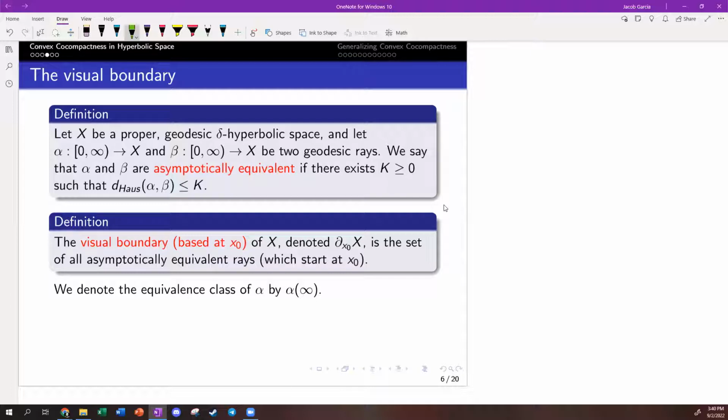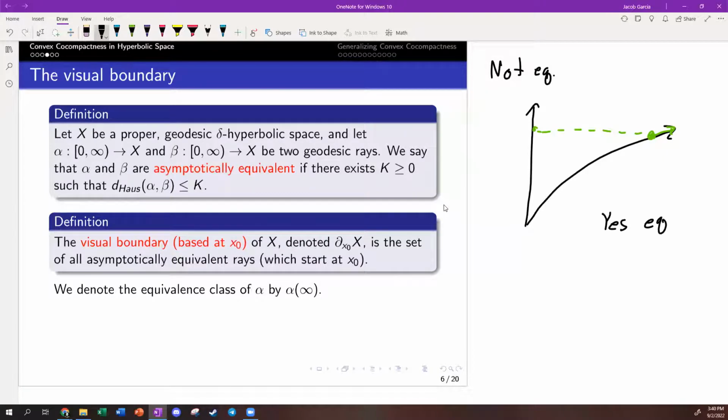So first, we define what it means for two rays to be asymptotically equivalent. It just means that their Hausdorff distances are bounded. So two rays which are not equivalent are rays which point in different directions, because as I follow one of these rays out, the distance from this point over to this ray gets farther and farther as I move this point farther down the ray. But yes, equivalent. So maybe for fun, I should have called this no equivalent, not yes equivalent, right?